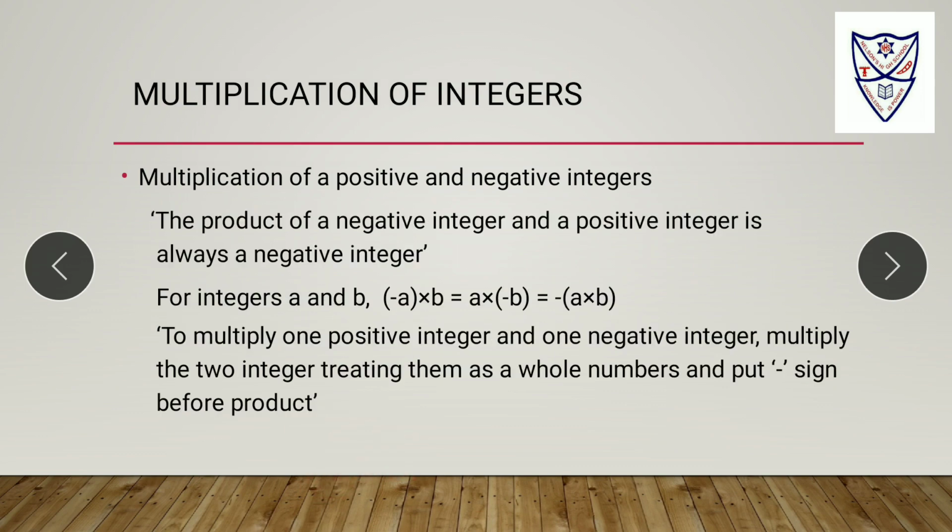So from here we have learned that the product of a negative integer and a positive integer is always a negative integer. For integers a and b, minus a multiplied by b is equal to a multiplied by minus b is equal to minus, in the bracket a multiplied by b. To multiply one positive integer and one negative integer, multiply the two integers treating them as whole numbers and put a minus sign before the product.